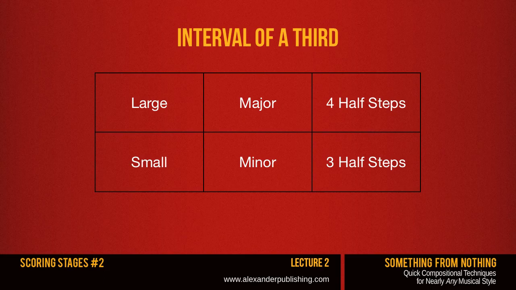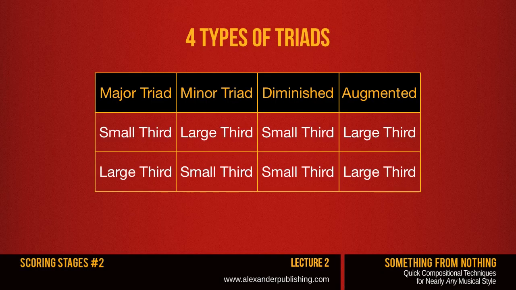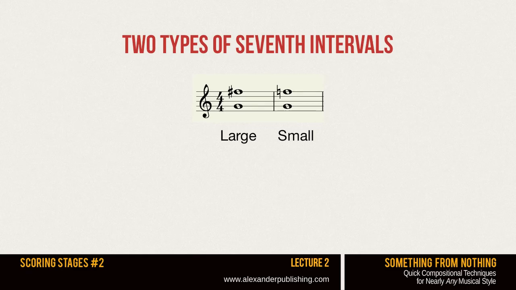Remember, there are two kinds of thirds, small and large. The small is always built from 3 half steps, and the large is always built from 4 half steps. From this, we built 4 types of triads. Building seventh chords follows the same procedure. Here are the 2 intervals of a seventh based on a G chord.